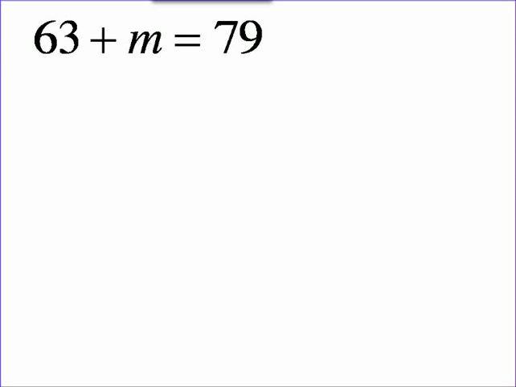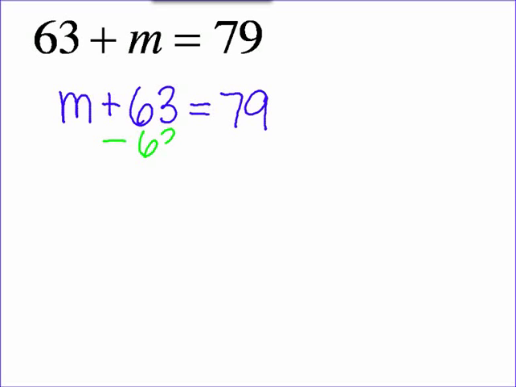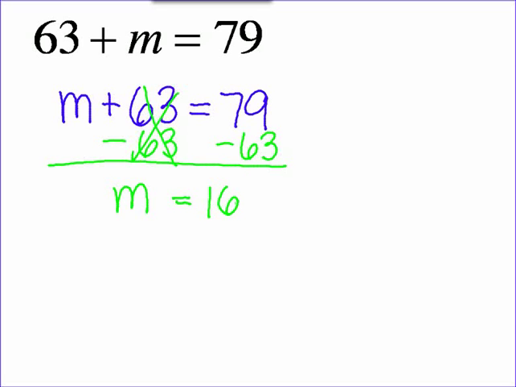This one says 63 plus m equals 79. Another way we could write this is m plus 63 equals 79. And that might be something that is a little bit easier. How would I solve that? Subtract 63 from both sides, because remember, subtraction undoes addition. So on the left I get m. On the right I get 79 minus 63, which is 16.